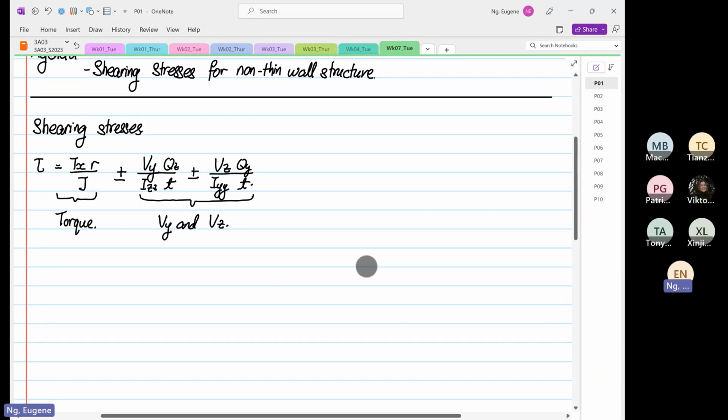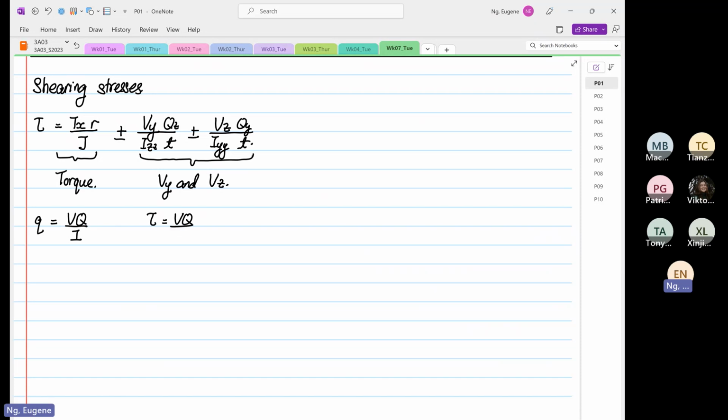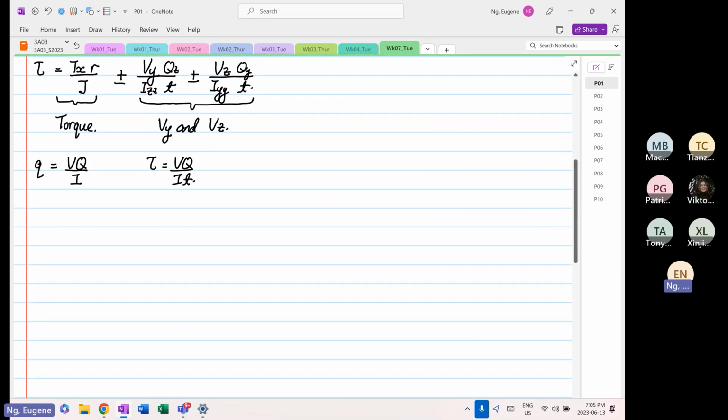Okay, so let's look at the theory. As I said, the formula is pretty straight. Let me write up there. There are two formulas that you have to apply for shear stress induced by shear force. One is q is equal to VQ over I, and the other one is shear stress is equal to VQ over It. So let's go into the theory of shear stress equal to VQ over It.